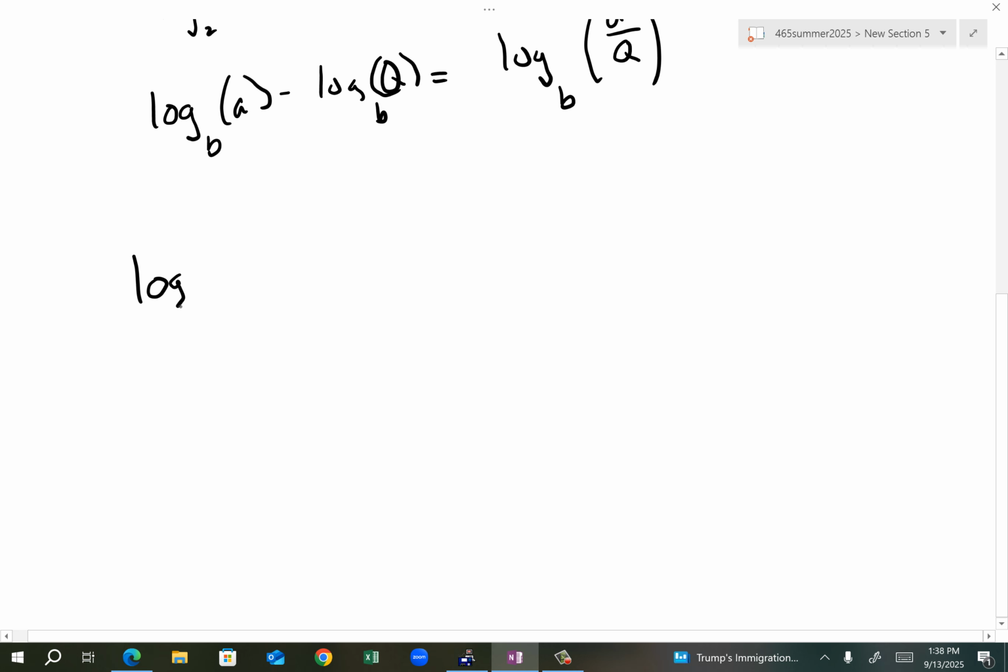If you have the log base b of a, this is what we're going to say. We can change the base. This is equal to the log base r of a over the log base r of b. And again, most of the time we're going to write that as the ln of a over the ln of b. Okay, that's what that says to us.